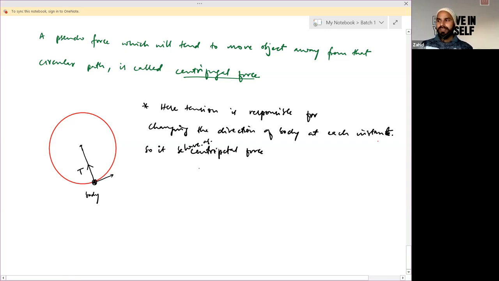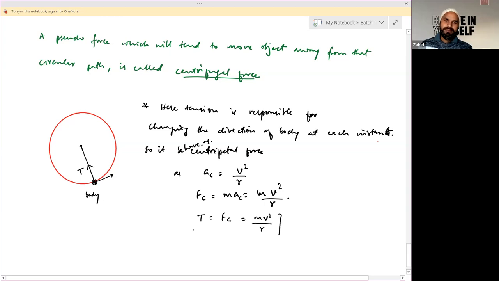As we defined in the last part about centripetal acceleration, centripetal acceleration was velocity squared over radius. So if you multiply it by mass, you will get centripetal force equals mass times acceleration. So it will be mass times velocity squared over radius. Since in this part tension is responsible for keep on changing the direction of the body, it will behave as the necessary centripetal force. So it will be equal to mv squared by r.